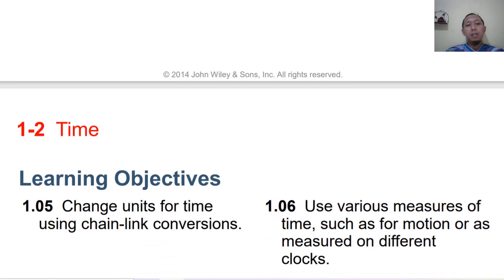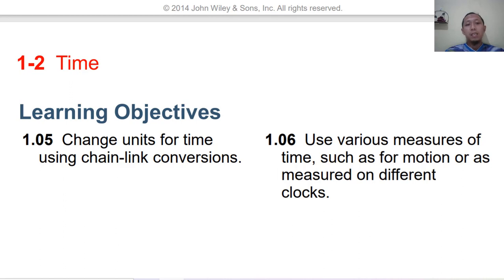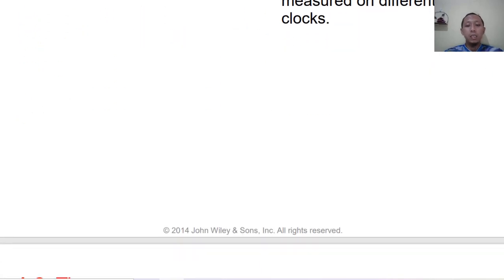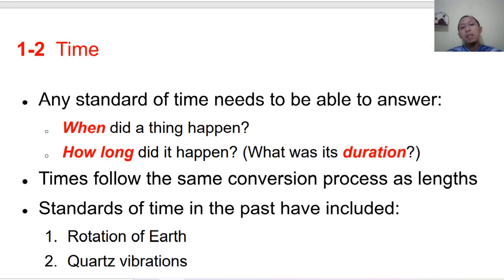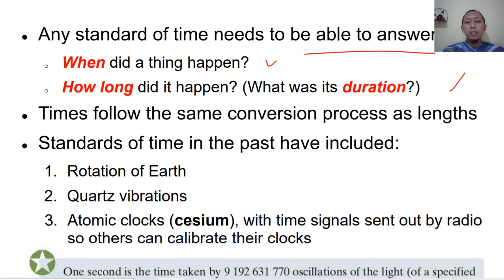And then the second important standard is time. The learning objective of this subchapter is to change units of time using chain-link conversions, and then use various measures of time, like motions or as measured on different clocks. Any standard of time needs to be able to answer when did a thing happen and how long did it happen, like durations. And the times follow the same conversion as the length measurement.